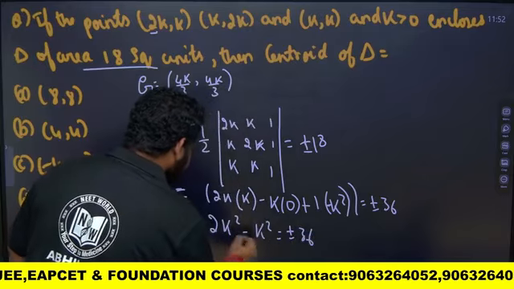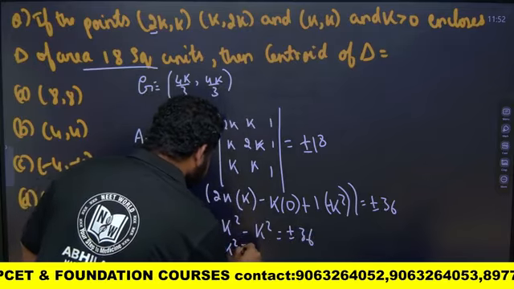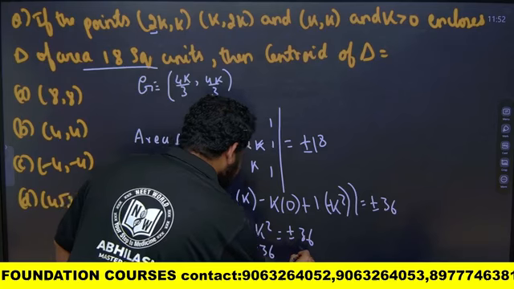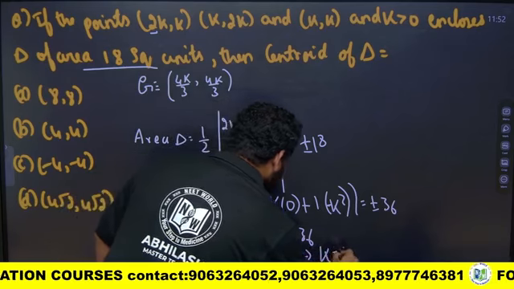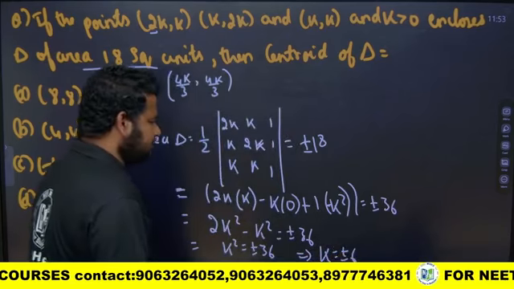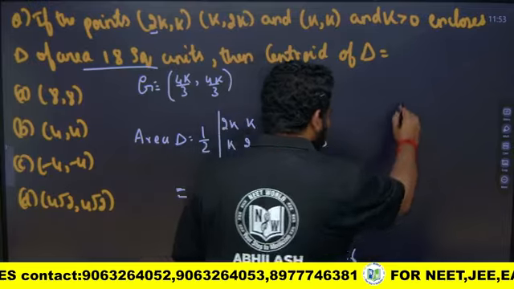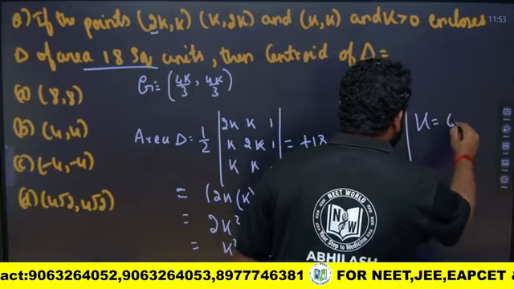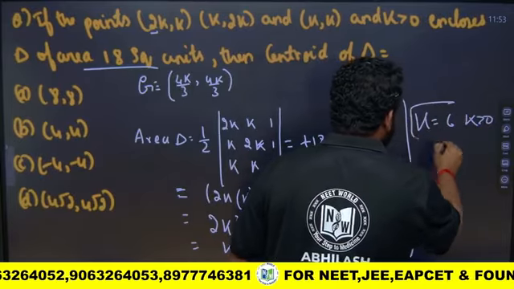So you will get it as what? 2k square minus k square is equal to plus or minus 36. Okay, so k will be equal to what? k will be equal to plus or minus 6, but I will take only k is equal to 6 because they have told k is greater than 0. So I got k is equal to 6.